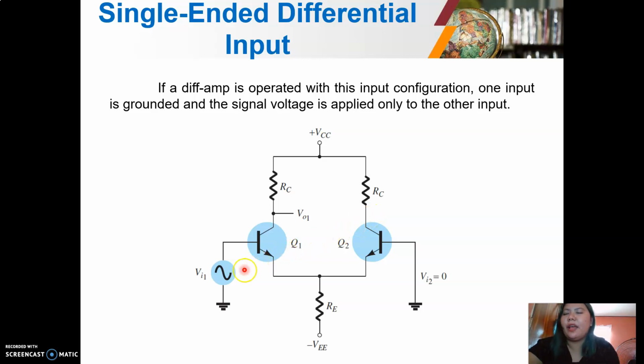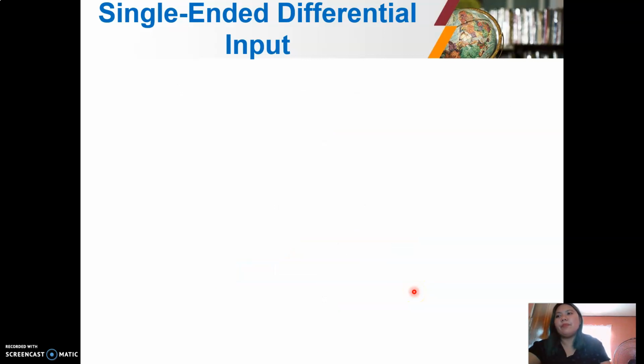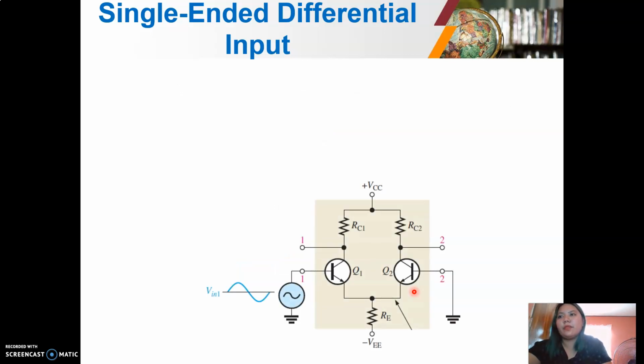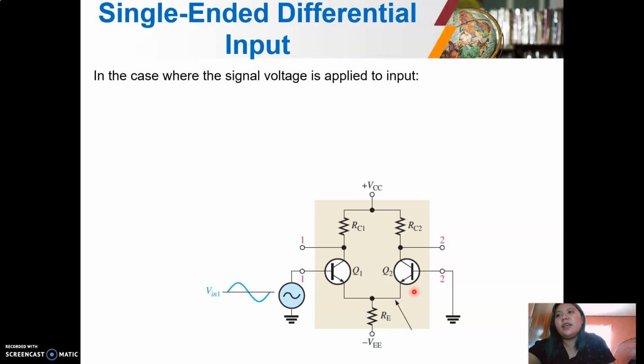To further understand, ano bang voltage ang ating ina-expect na lalabas dito sa dalawang output terminal kapag naglagay tayo ng isang signal voltage sa isang input terminal at yung kabila naman ay connect natin sa ground. In the case where the signal voltage is applied to input, what output voltage do we expect in this operation?